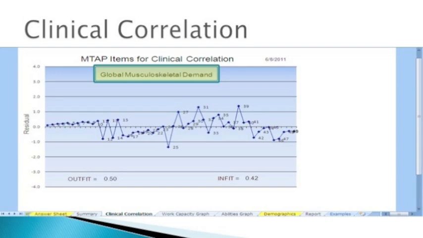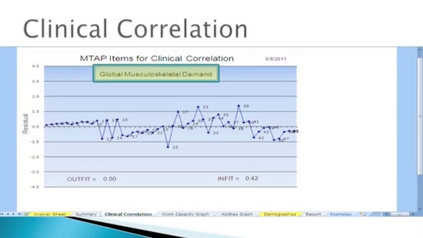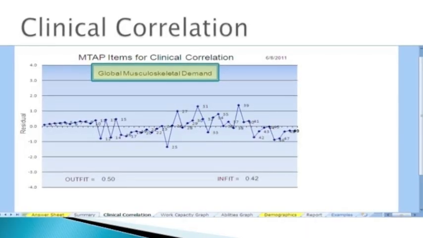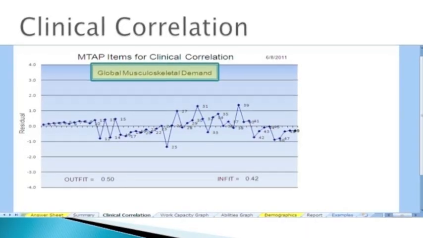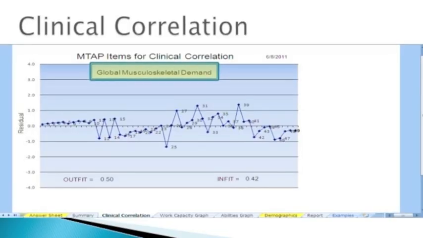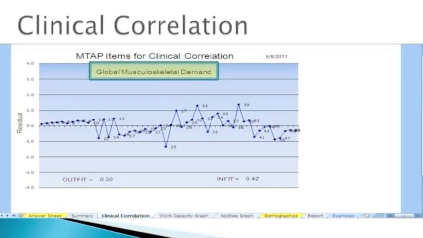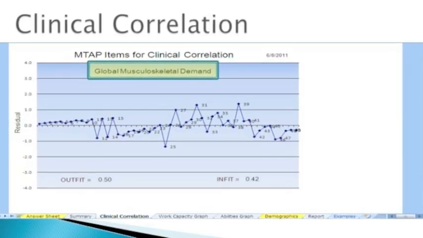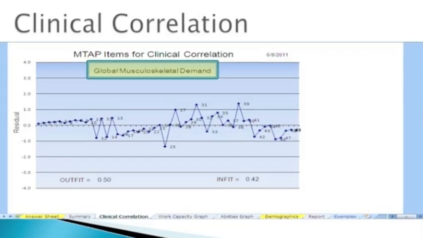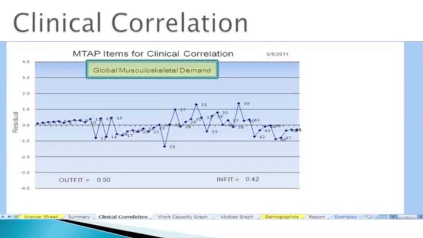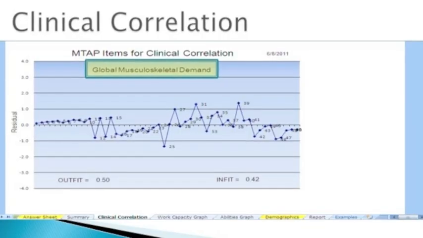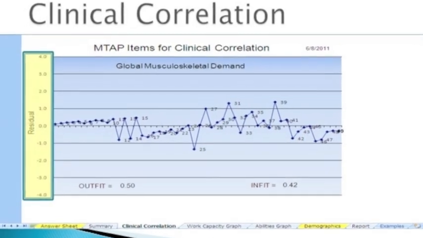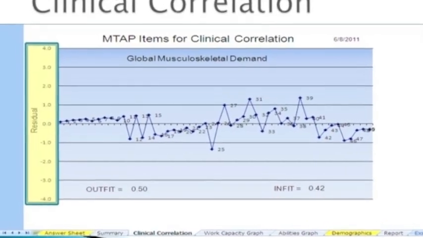The Clinical Correlation tab compares the evaluee's responses to expected responses. This comparison is based on global musculoskeletal demand, compared with about 6,000 subjects in the normative database. The basic idea is that given a particular total score, there should be a pattern of expected responses. The clinical correlation graph shows us the variance from expected, up or down, high or low. This is expressed as a residual score for each item.